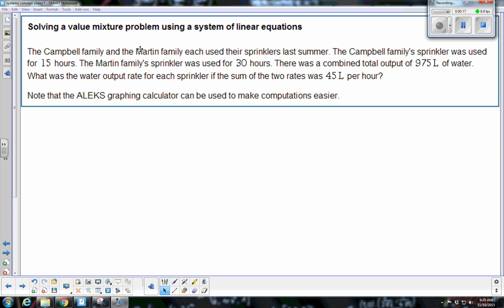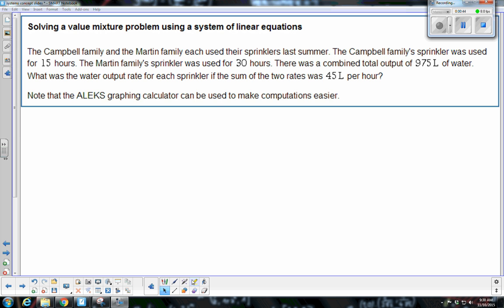So the Campbell family and the Martin family each used their sprinklers last summer. Campbell family, their sprinkler was used for 15 hours. Martin's family sprinkler was used for 30 hours. Their combined total output was 975 liters of water. What was the water output rate for each sprinkler if the sum of the two rates was 45?